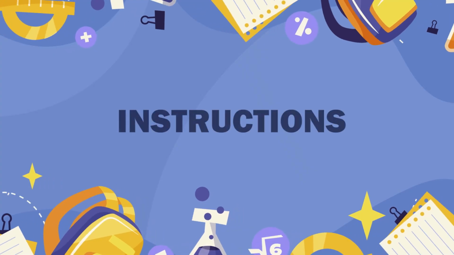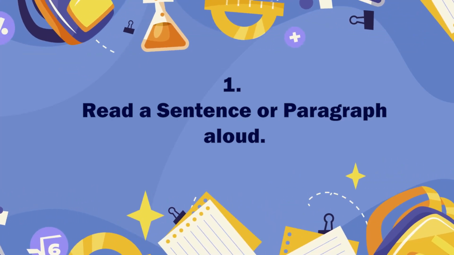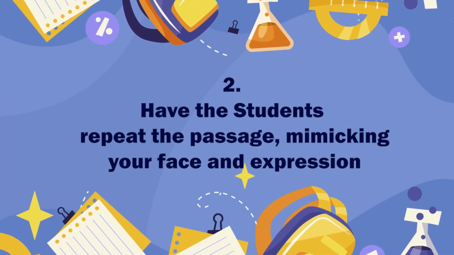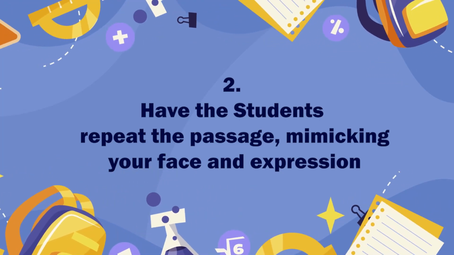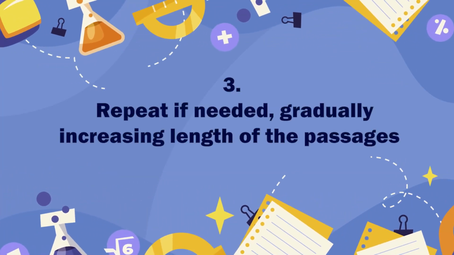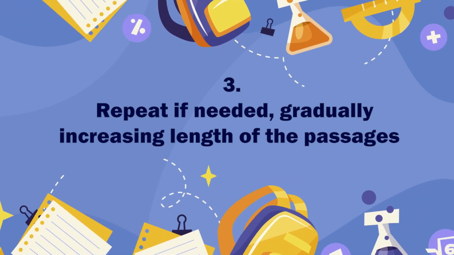And for the instructions, number 1, read a sentence or paragraph aloud. Number 2, have students repeat the passage, mimicking the pace and expression. And number 3, repeat as needed, gradually increasing the length of the passages.